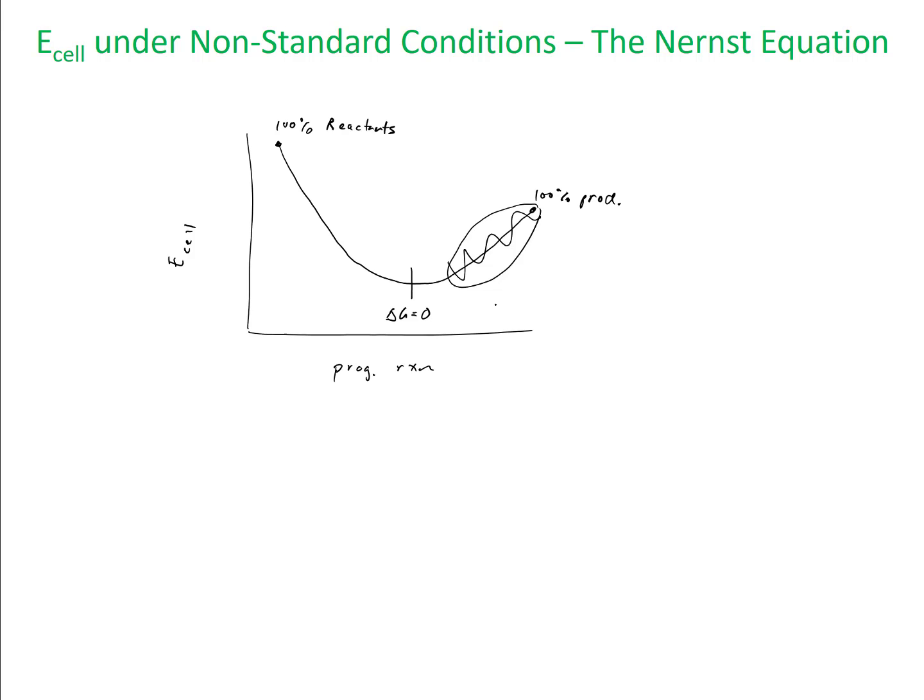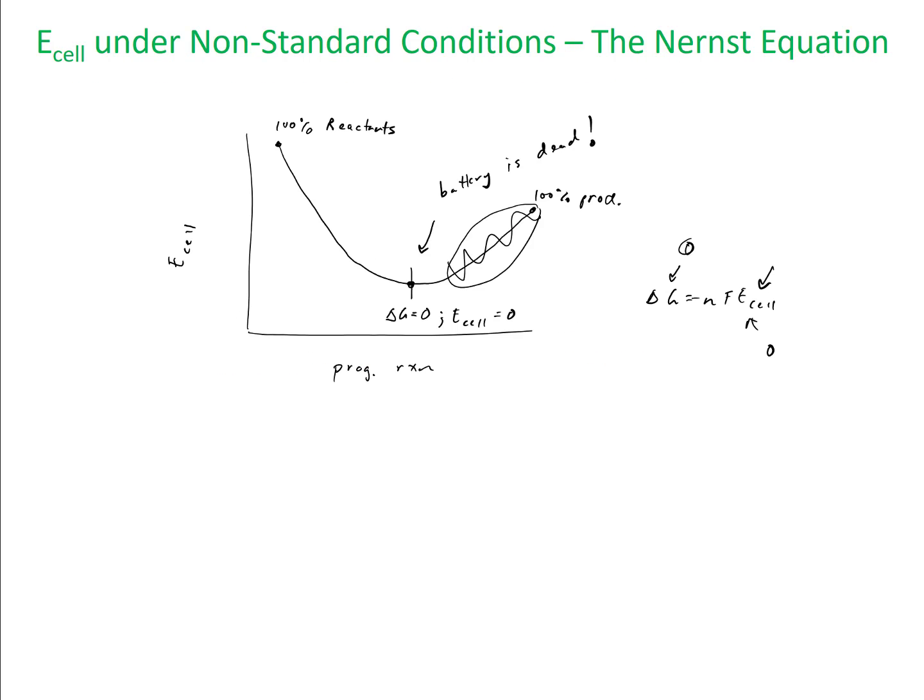non-standard is 0. And since delta G equals negative nF Ecell, when this is 0, that's when Ecell is also 0. So here's where also Ecell non-standard is 0. So when your cell runs out, it makes delta G 0, and you're at equilibrium. So the battery is dead.